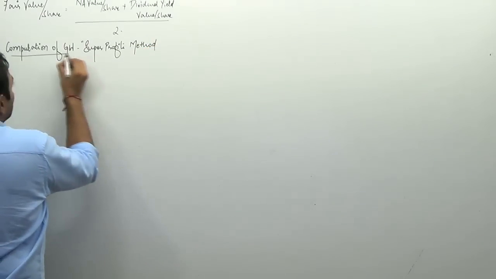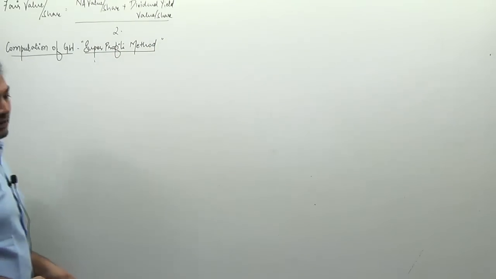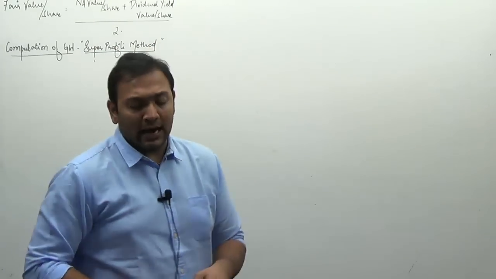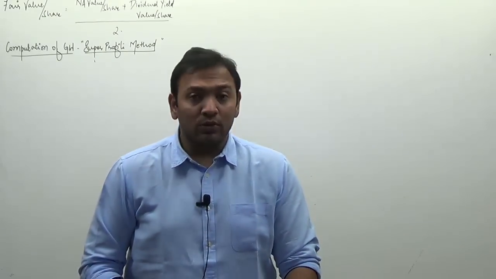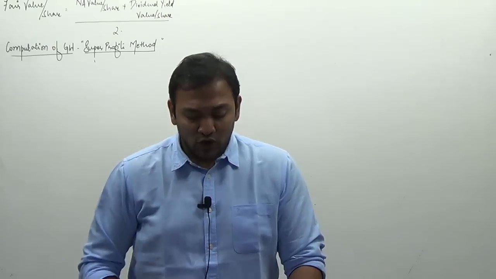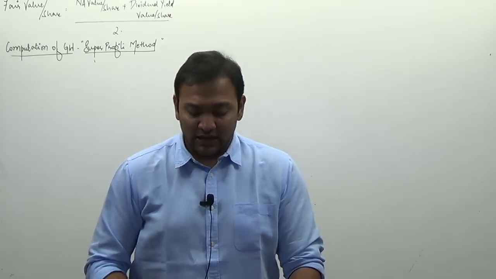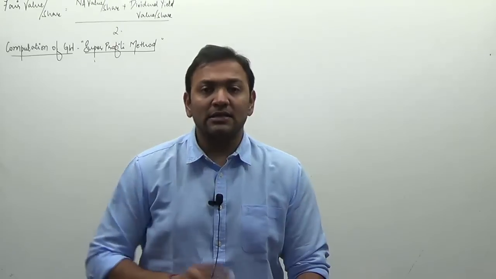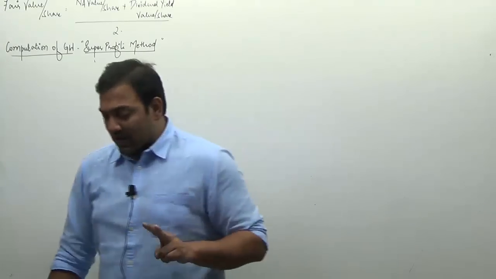What are the three determinants of goodwill? FMP, average capital employed, and NRR. NRR is given to you? Yes, down below. Normal expectation of the industry to which the company belongs is 10%. NRR is given. So what are the two things I have to calculate? FMP and average capital employed.